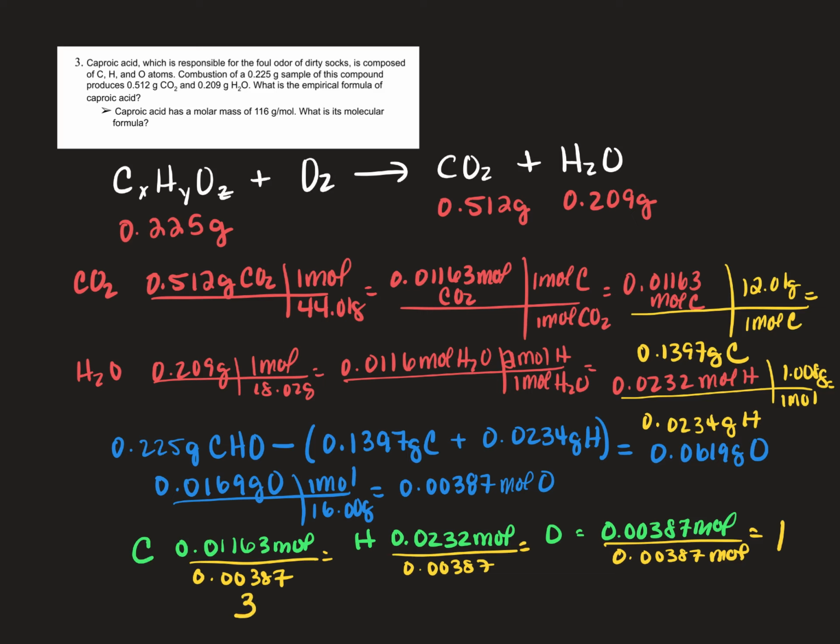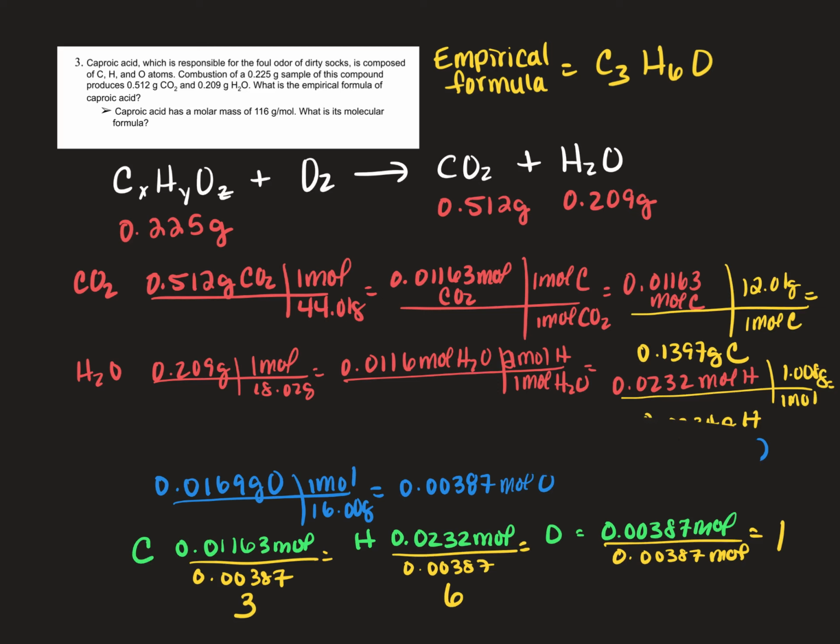We get 0.0232 divided by 0.00387, and we get 6. So our empirical formula equals C3H6O. So now let me just make some space here.